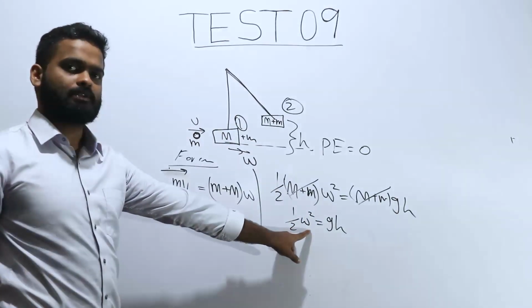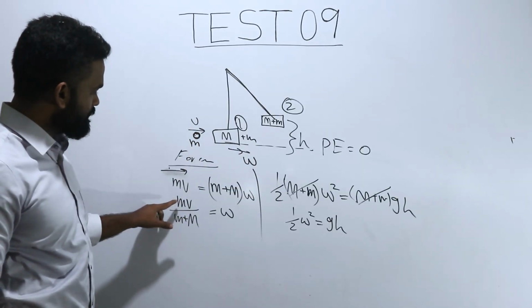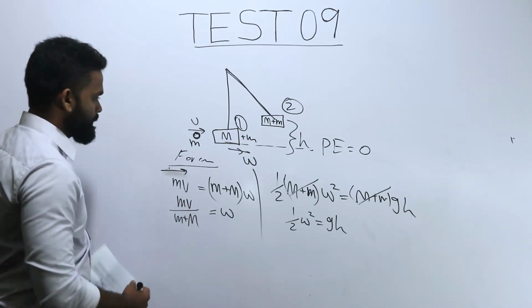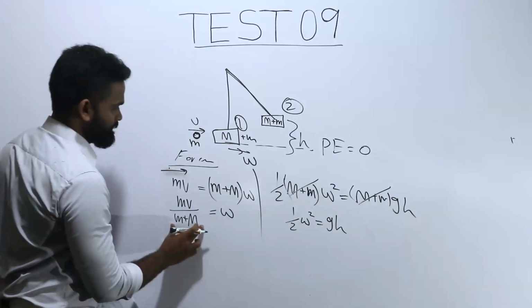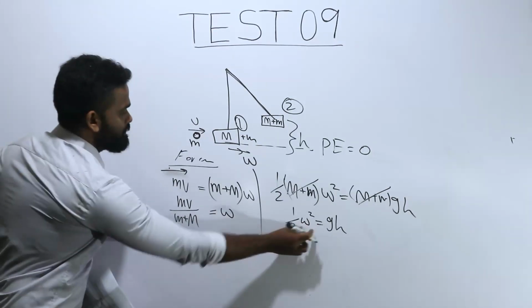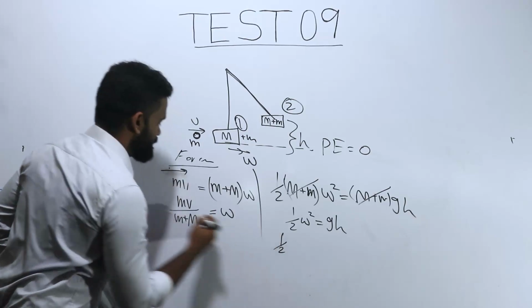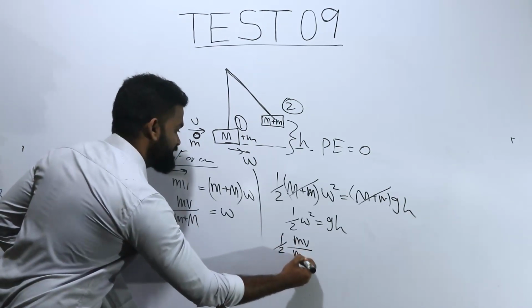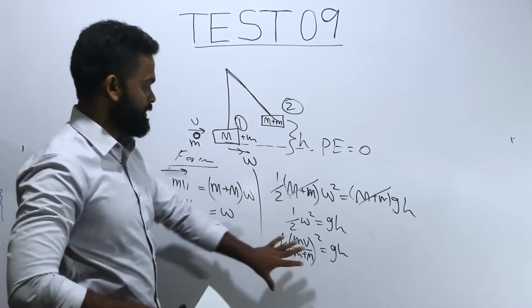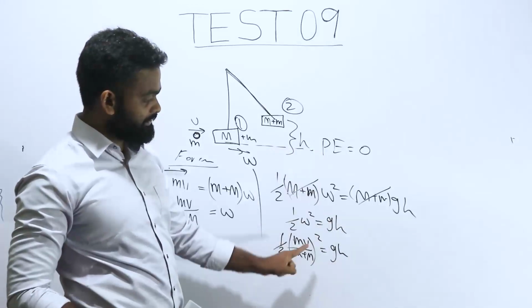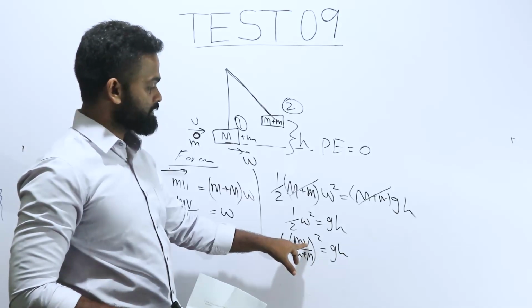w is not what we want. We need small v. Here we have this term for small v, so this can be substituted here. Instead of this w, I can substitute this expression. So half of (mv divided by (small m plus capital M)) squared equals gh. Now we have this one, and it only includes small v. That is what we need. Then I'm going to make small v the subject.